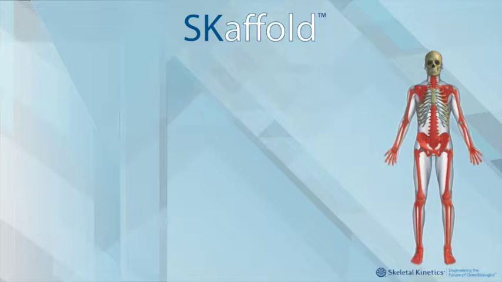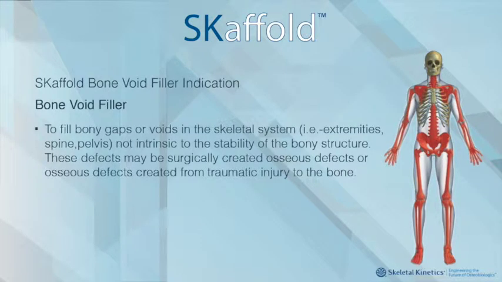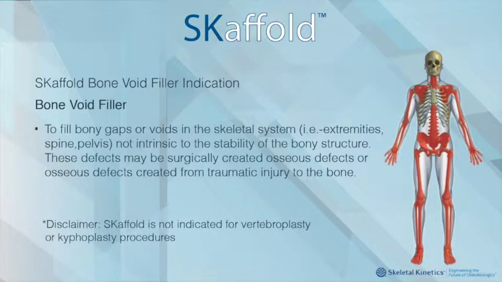The following information is in reference to the first indication, which is bone void filler. Looking at the skeleton on the right-hand side of your picture, you'll see that this product is indicated for bony gaps or voids in the skeletal system in the extremities, which would be the arms and the legs, the spine, and also the pelvis. These can be created by the surgeon in reduction of a fracture, or they can be created by trauma. As a disclaimer, SKaffold is not indicated for vertebroplasty or kyphoplasty procedures in the spine.